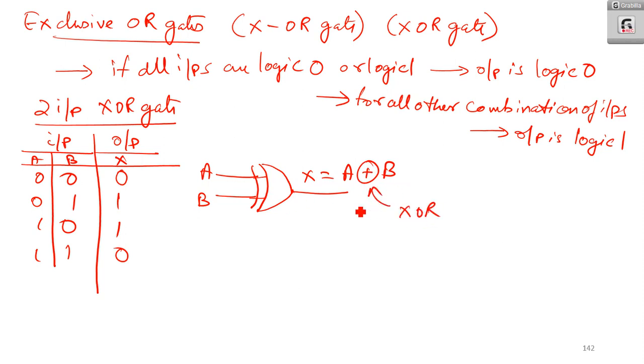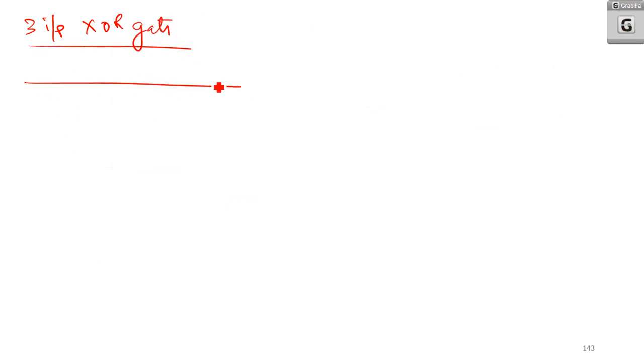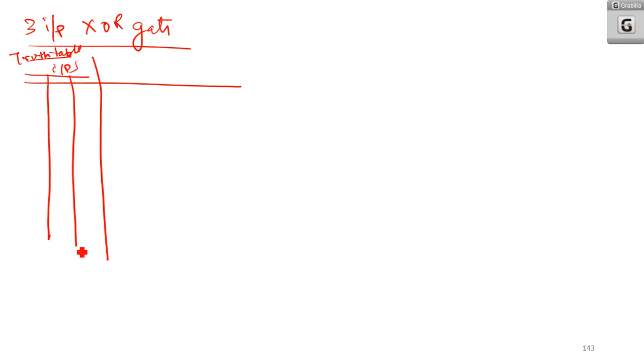Okay. Now if you are having a 3-input XOR gate, here is one more example. If you are having a 3-input XOR gate, then how would it be? First you draw the truth table. In the case of the truth table, we have inputs first. We are having 3 inputs, say A, B and C. X is the output. Okay.